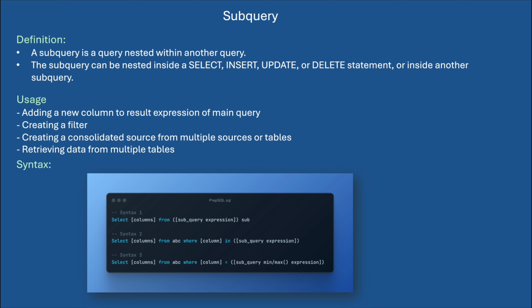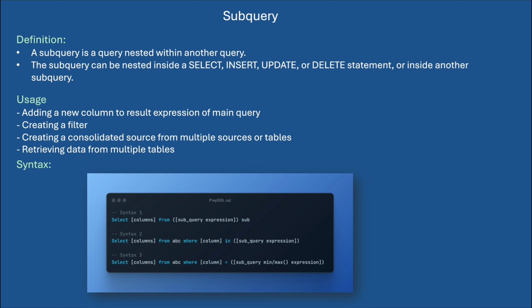a subquery as well. The first syntax shows a subquery within a FROM statement. Select column from, and then the subquery expression, and we have the subquery name, sub. We can also give the AS keyword in place of just writing sub. That is also perfectly fine.